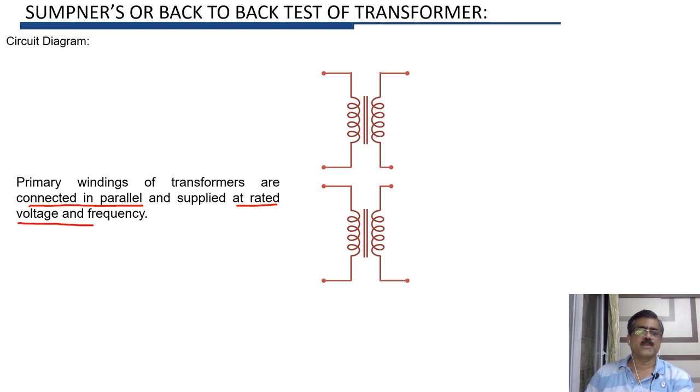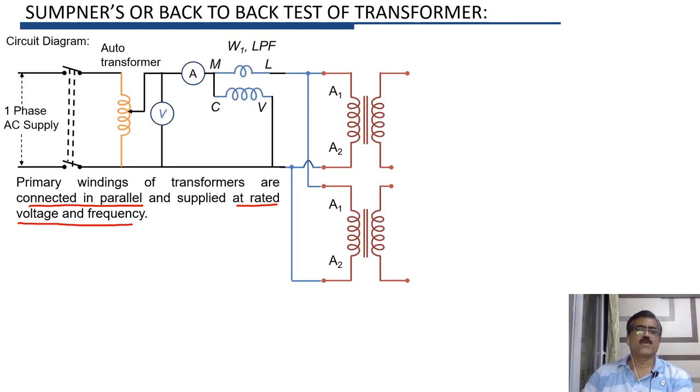voltage and frequency. Now, suppose the primary side is HV side. So, primary terminals are marked by capital letters. Now, we have to connect two primaries in parallel, and therefore A1 are connected together. Similarly, A2 must be connected together, so that two primary windings are connected in parallel, and these two windings must be connected to rated voltage, and therefore the windings are connected to single phase AC supply through an auto transformer.